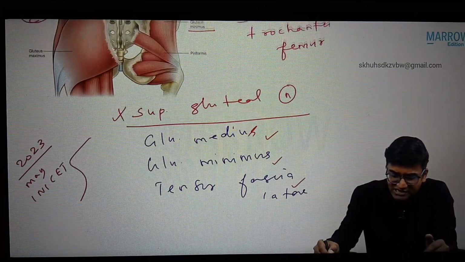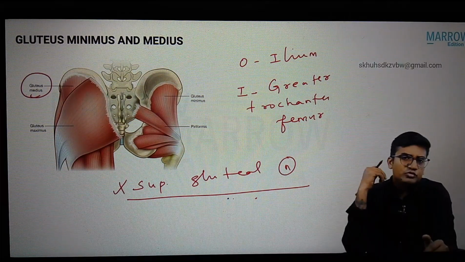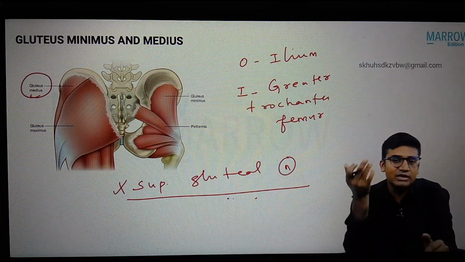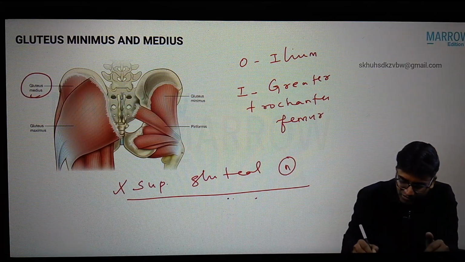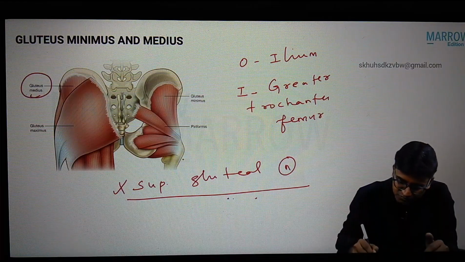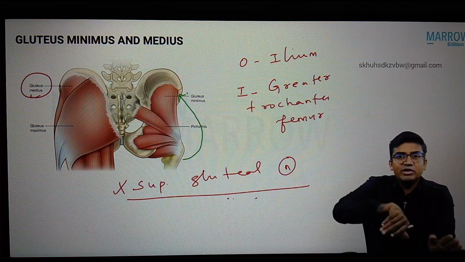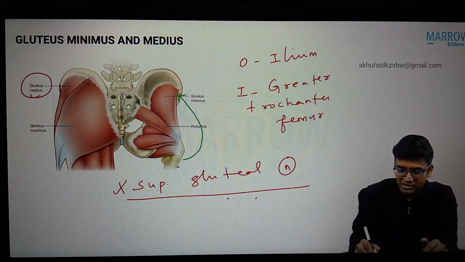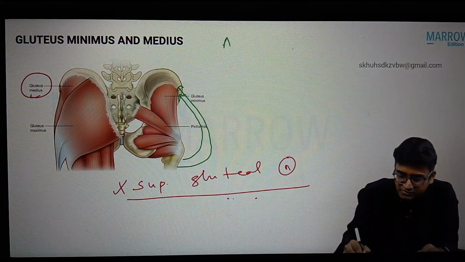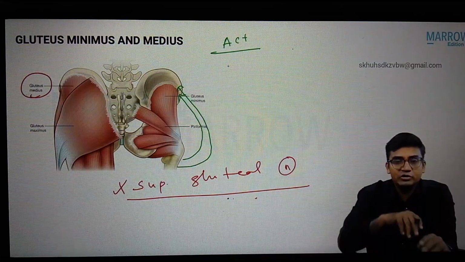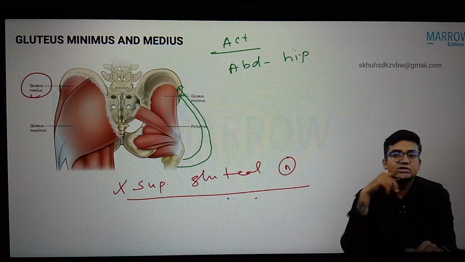Next one. What is the action of the gluteus medius and minimus muscle? Now, I told you if you want to know any action, the origin point is the fixed one, and the insertion point moves towards the origin point. So the greater trochanter will move towards the origin point, towards the ilium bone like this. So the femur is moving away from the body to meet the origin point. So what is the action? Number 1, they move the femur away from the body to meet the origin point. So the action is abduction of the hip.